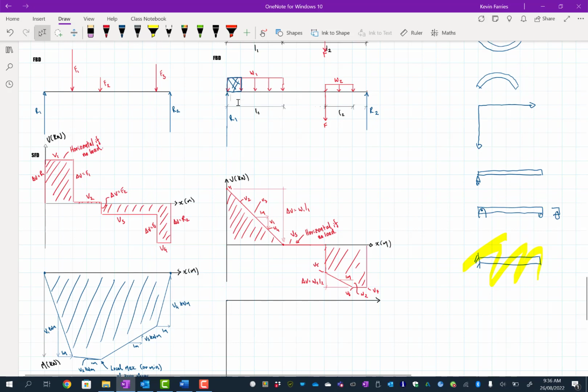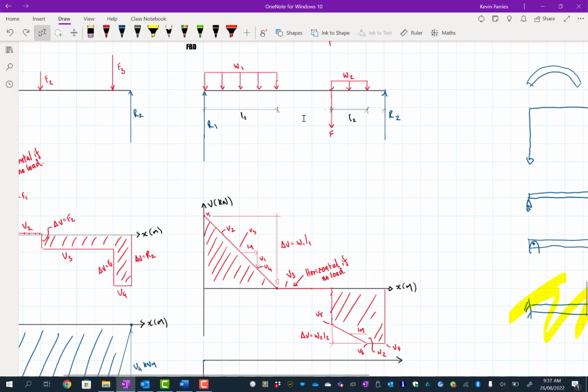But there's another option. If you remember that this is a line load, you can just jump to the end of this. You can find the area under the whole thing, so you don't have to find the area under each meter. Let me just zoom in a fraction. So we could find this whole area here, which would be W1 times length 1, and we could do that jump all in one go.